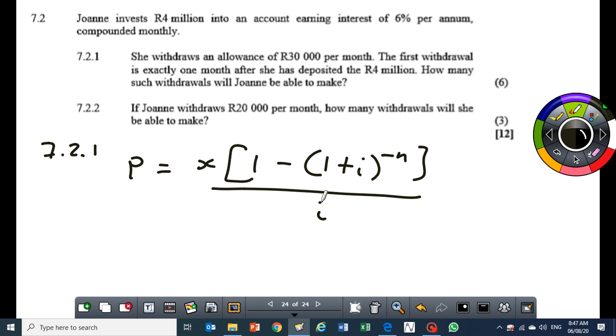Right? So let's substitute. Our P is 4 million. Our x is 30,000. Do you not charge interest? I mean, does the 4 million not gain interest over the 1 month? So she starts withdrawing exactly 1 month after she deposits the money. So does the money not gain interest during the 1 month?